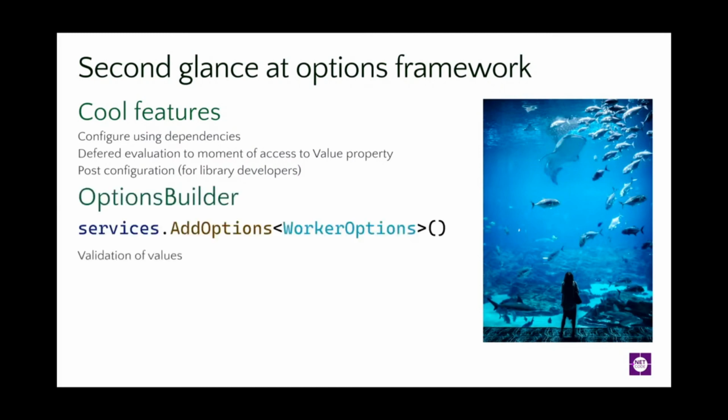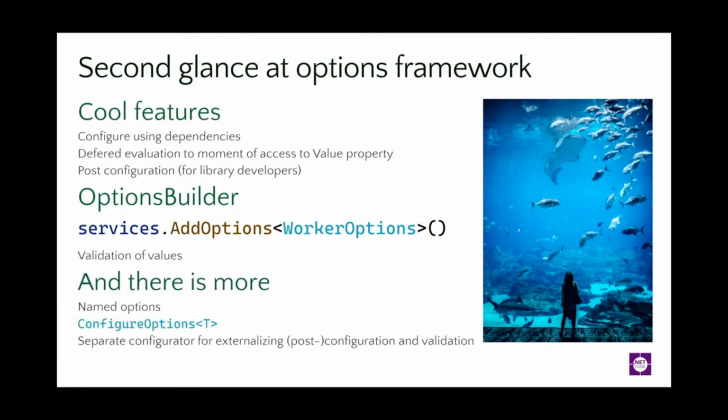Now then there's the options builder, which is the thing that can build the settings and the configuration from options. And it starts with add options, but once you get down that path, you can do validation of values. You can have named options to keep track of bundles of things that are particular to, for example, a feature that might have similar properties, but 2 separate features, 2 things.